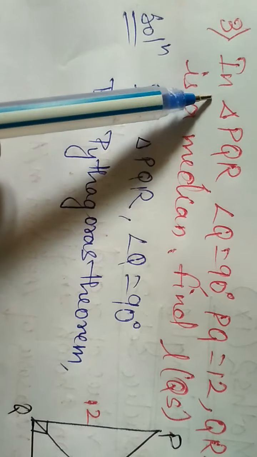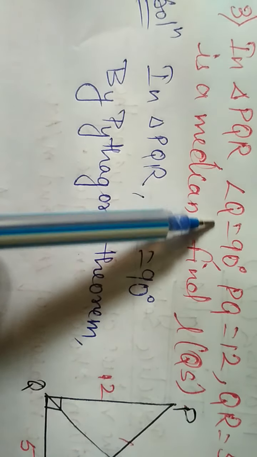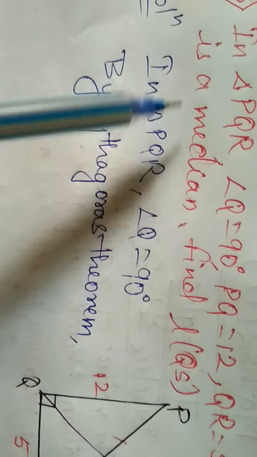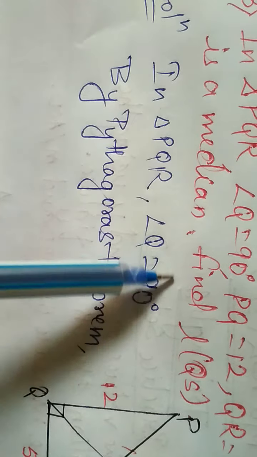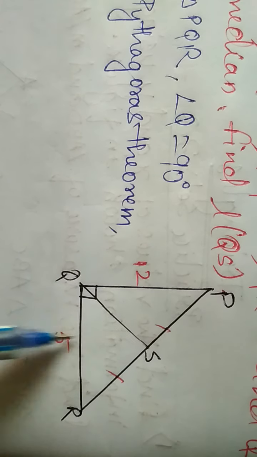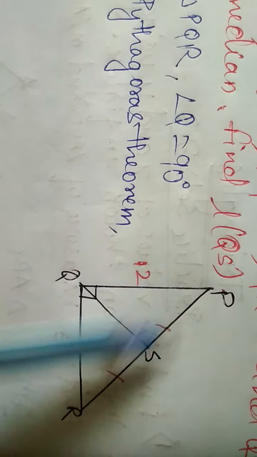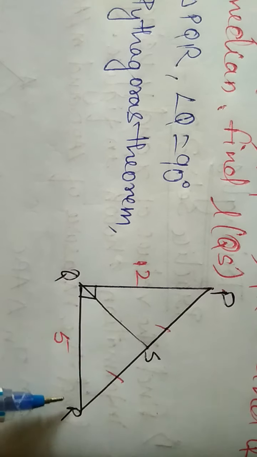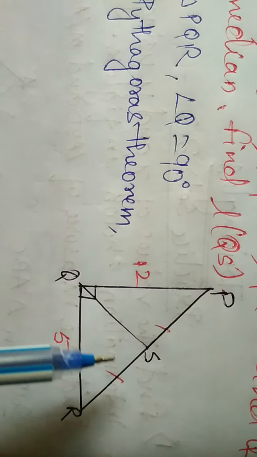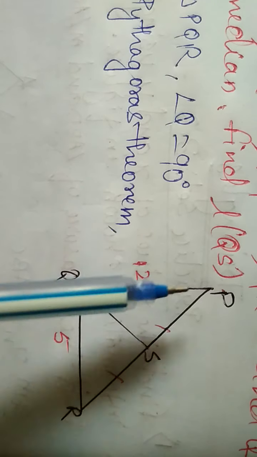So the third question: in triangle PQR, angle Q equals 90 degrees, PQ equals 12, QR equals 5, and QS is the median. Find the length of QS. The diagram is given: PQ is 12, QR is 5, and QS is the median of this line. That means PS will be equal to SR. That means PS equals half of PR. So it is like this.